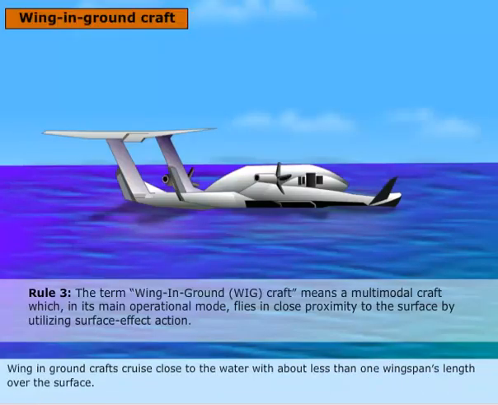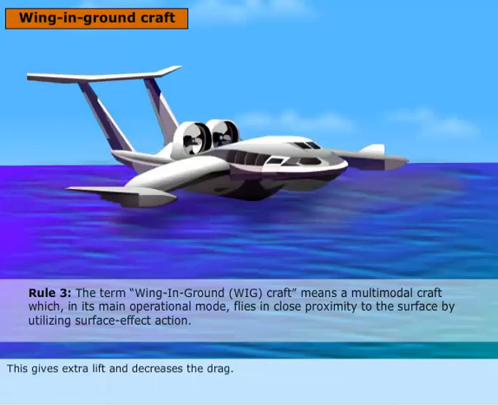Wing-in-ground crafts cruise close to the water with about less than one wingspan's length over the surface. This gives extra lift and decreases the drag.